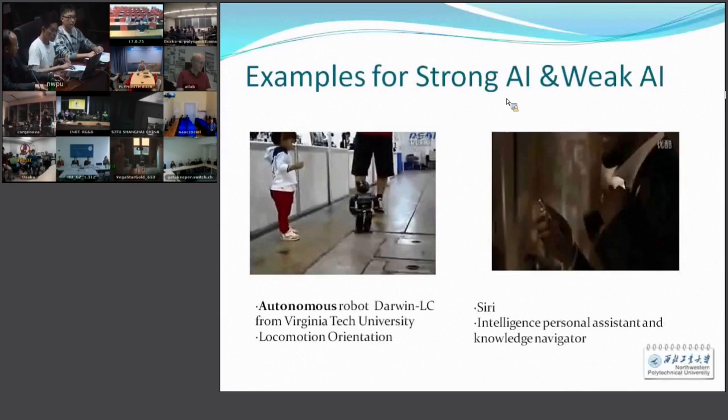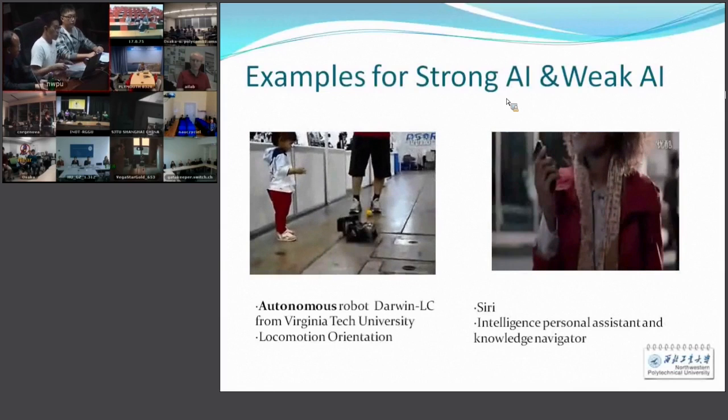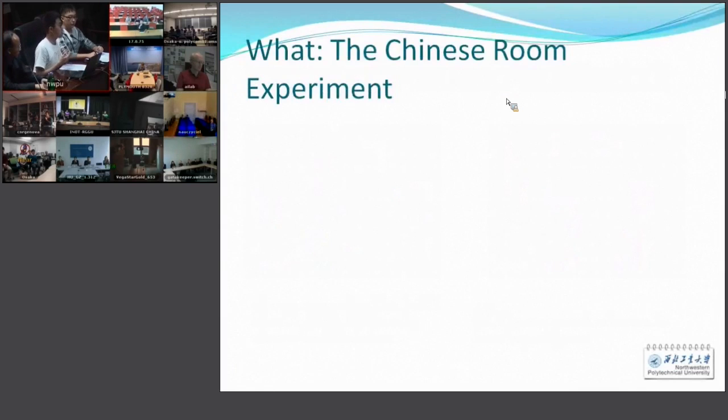So we just introduced some important concepts about strong AI and weak AI. And now let's give our time to Clark. He will give you a detailed explanation of what the Chinese room experiment really is.